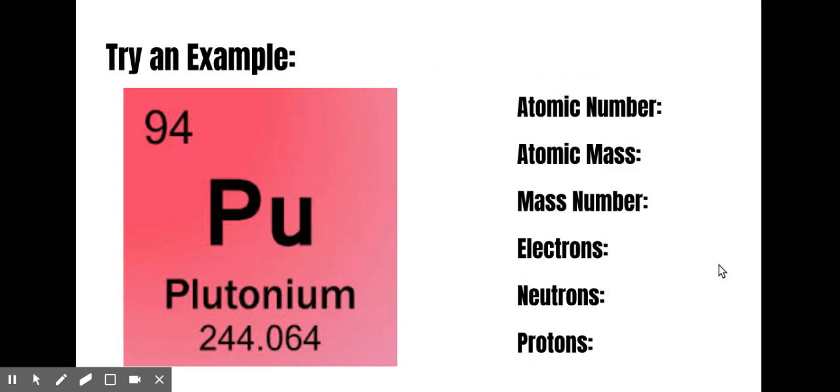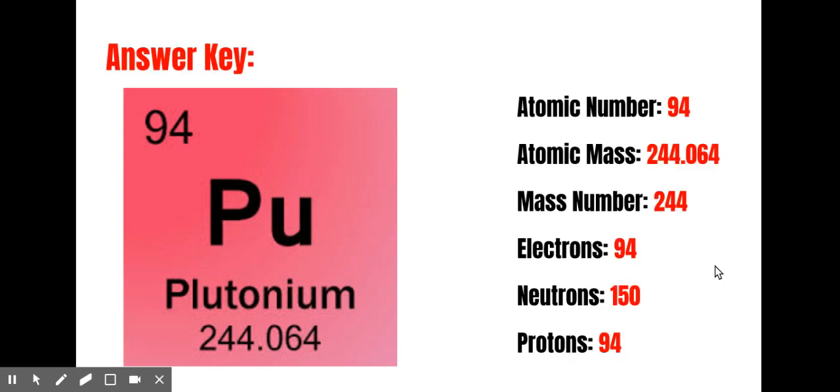So why don't you pause and try this example, and after you pause it, I will give you the answers. All right, so for the answers for plutonium, the atomic number is 94. Again, the top hand corner. The atomic mass is 244.064, and I've made an error here. I actually should have put AMU, and I didn't, and I apologize, but that should say AMU behind here.